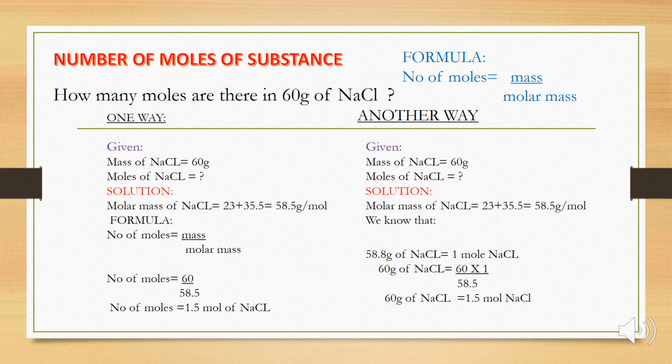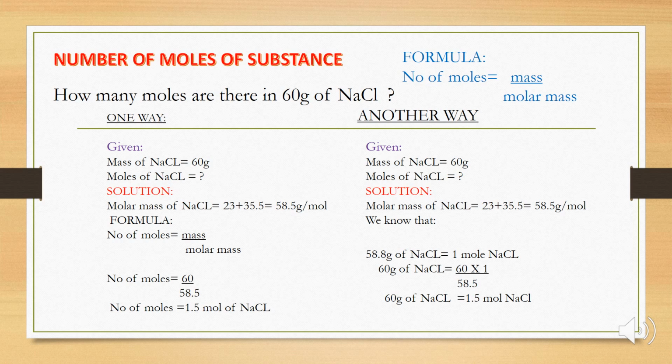Solution: the molar mass of sodium chloride is 58.5 grams per mole. Now by using the formula number of moles is equal to mass divided by molar mass, we can easily put these values in the formula and we get that the number of moles of sodium chloride is equal to 1.5 moles.